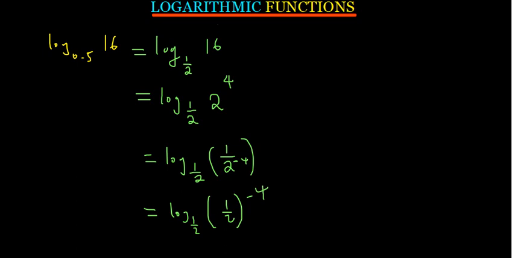And when you have got this, we can bring the 4 in front. That will be negative 4 log base 1 over 2 of 1 over 2. And this will just be negative 4. So that is one way that we are able to get this.